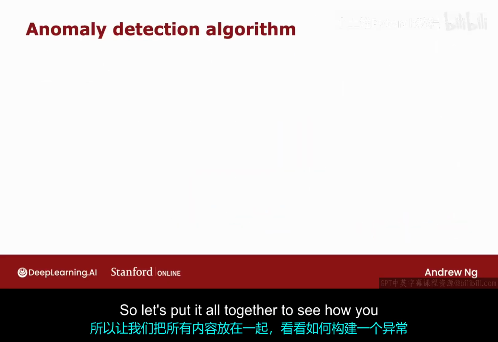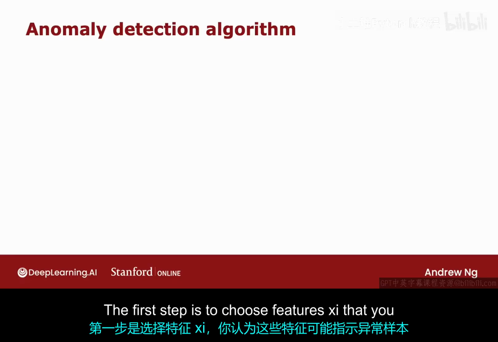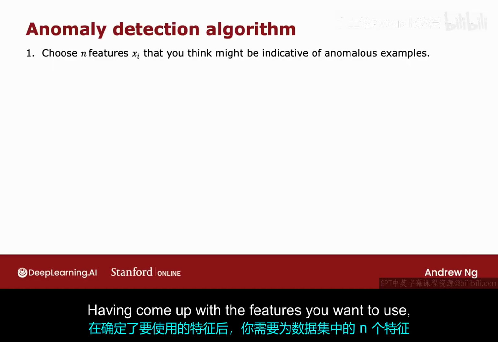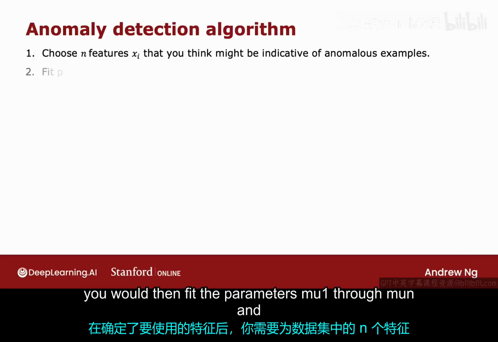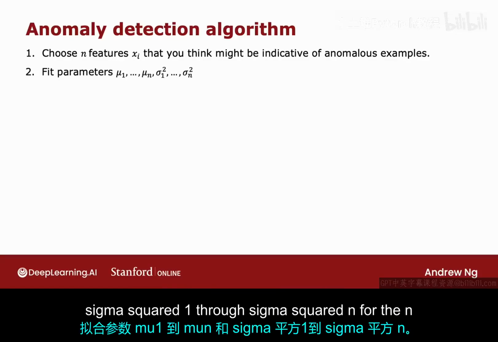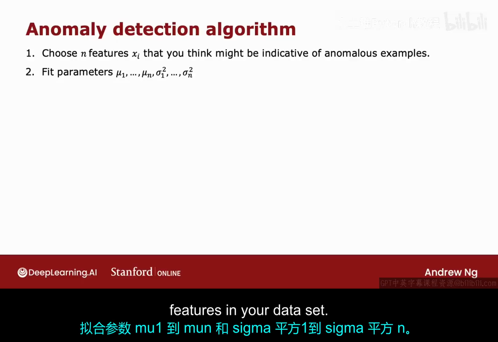So let's put it all together to see how you can build an anomaly detection system. The first step is to choose features xi that you think might be indicative of anomalous examples. Having come up with the features you want to use, you would then fit the parameters mu1 through mu_n and sigma squared 1 through sigma squared n for the n features in your dataset.